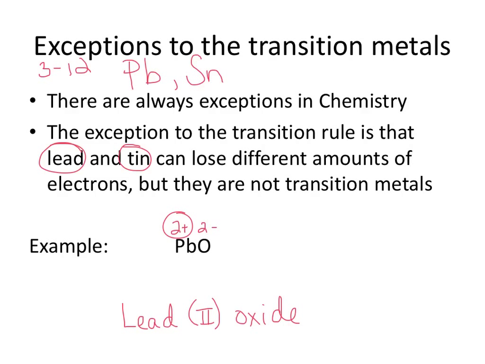So that is just an addition to how we name ionic compounds. You've got to keep in mind that you've got to have a Roman numeral for those transition metals, and then also keep in mind that lead and tin will need them.